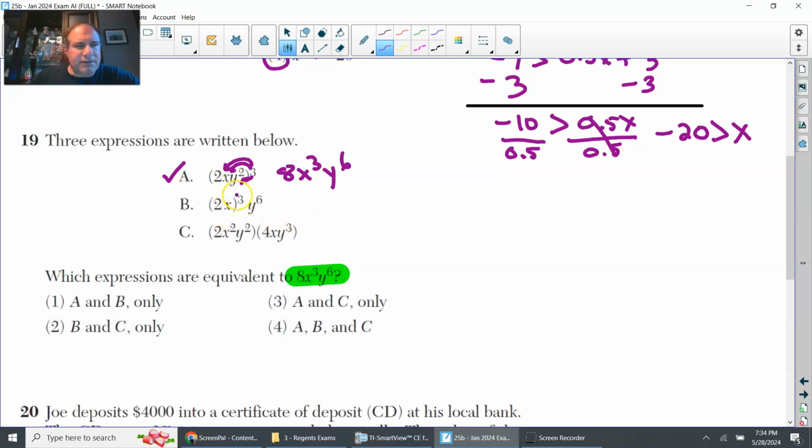So 2x to the third, we're going to do the same thing. This is 2 to the third power. That's 8. X to the third power, y to the sixth. And that is a yes. This one is 2 times 4. That's 8 so far. X squared times x is x to the third. So far, so good. Y to the second times y to the third is y to the fifth, and that is a no-go. So A and B only.